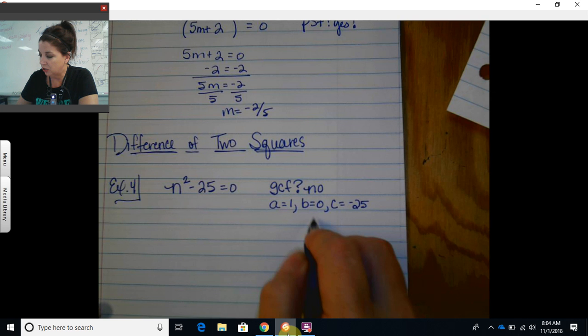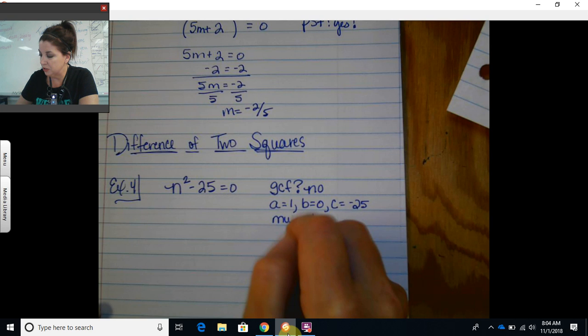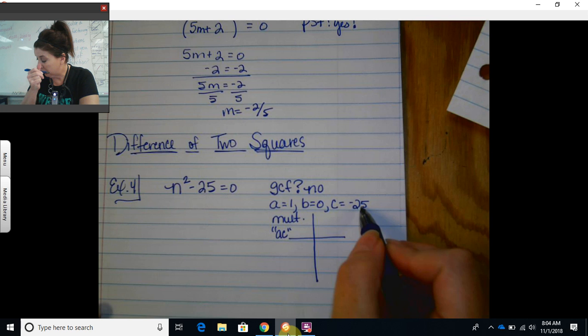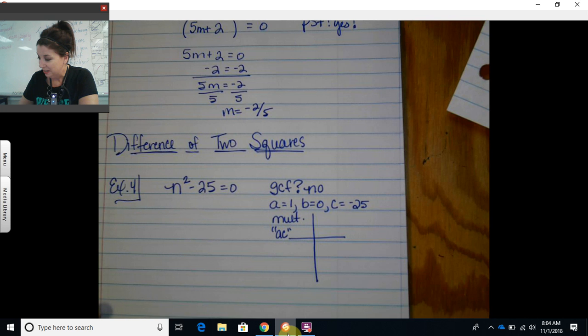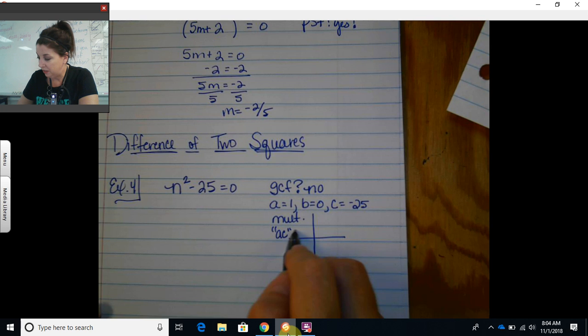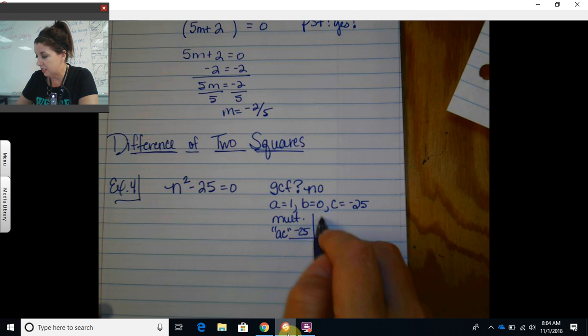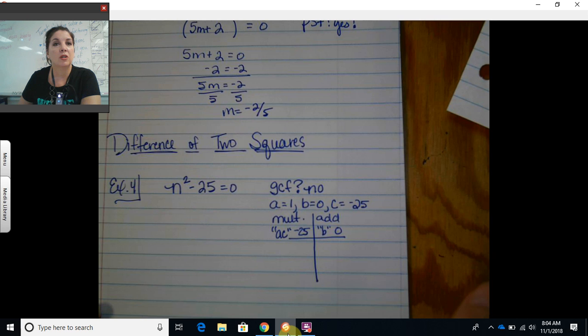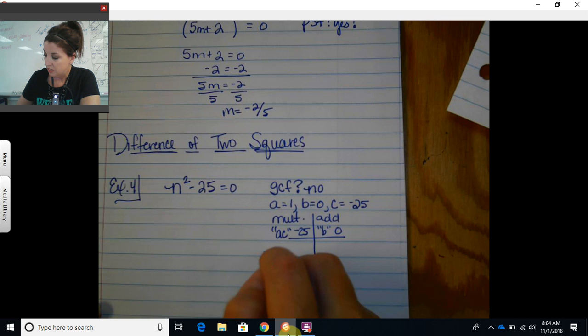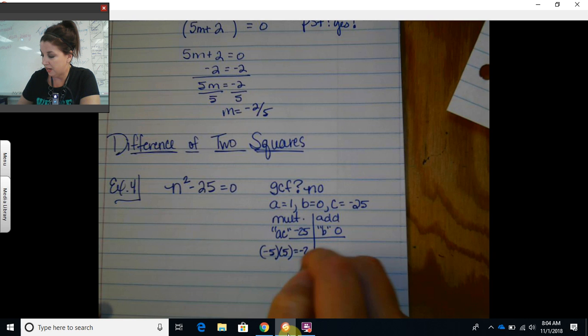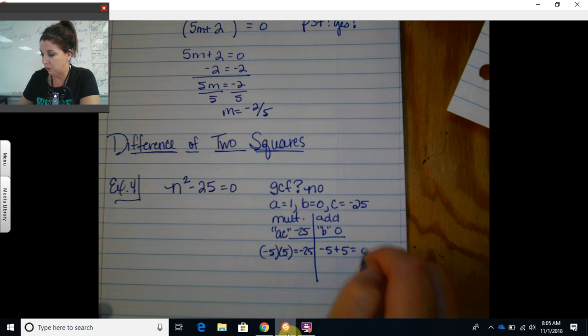Let's make our little t-chart. We need 2 numbers that multiply together to give us AC. Well, hold on. Let me fill out my chart first. A times C is -25. And we want 2 numbers that add to give me B. B is 0. What did you say, Shanti? Let's check it out. -5 times +5 equals -25. And -5 plus 5 equals 0. So that works, right?